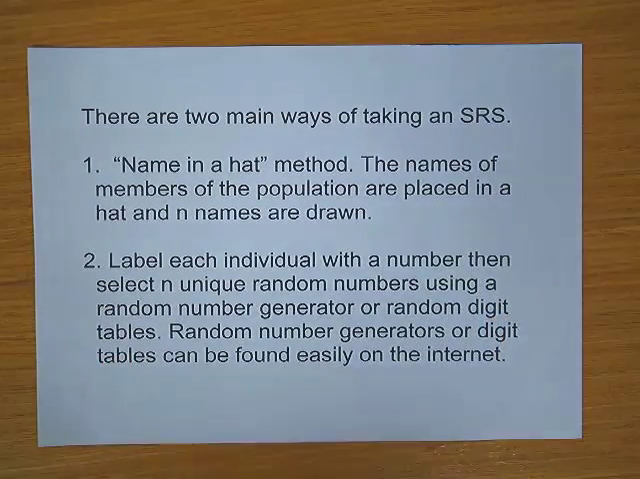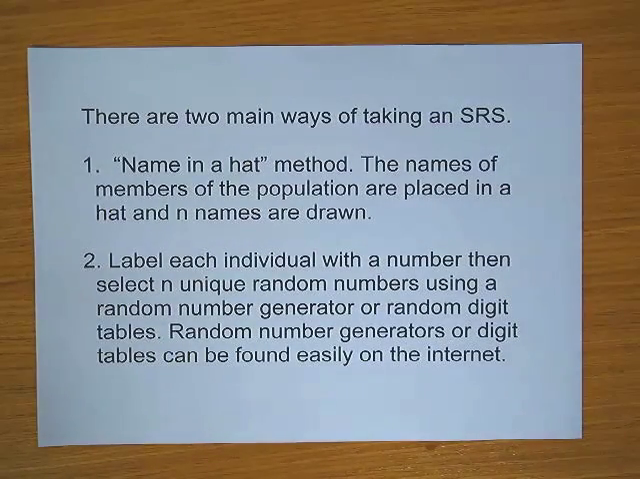The second way of taking a simple random sample is to label each individual with a number, then select n unique random numbers using a random number generator or a random digit table. Random number generators or digit tables can be easily found on the internet. So I'm going to show you how to take a simple random sample with a random digit table. Again, you could go online, find a random number generator, and use that to pick your sample.